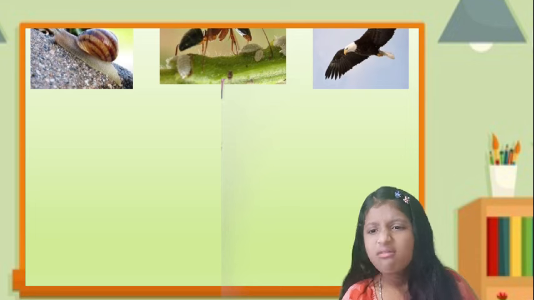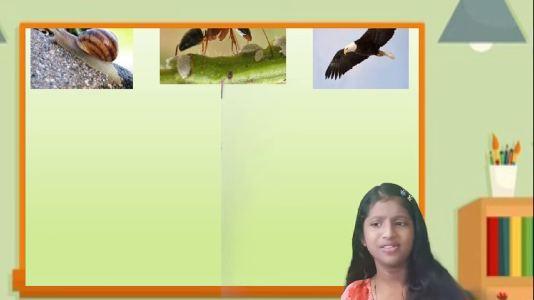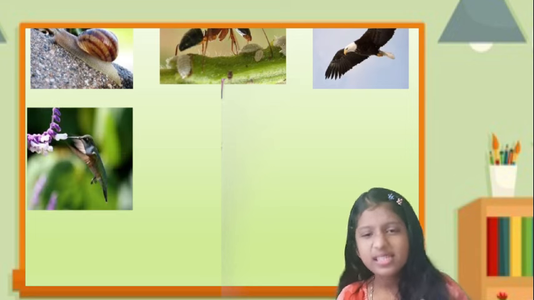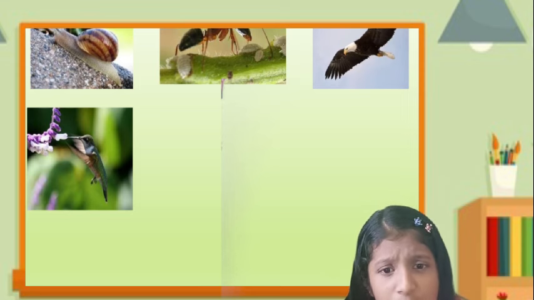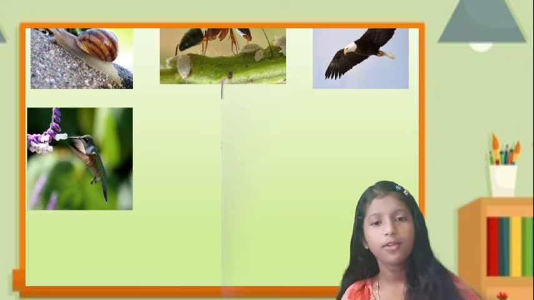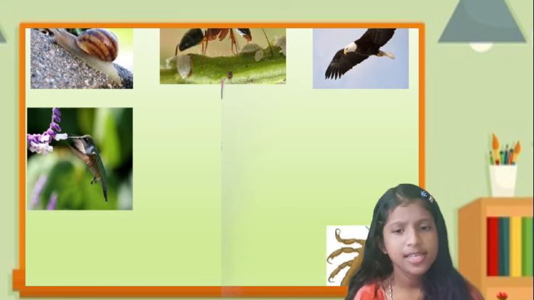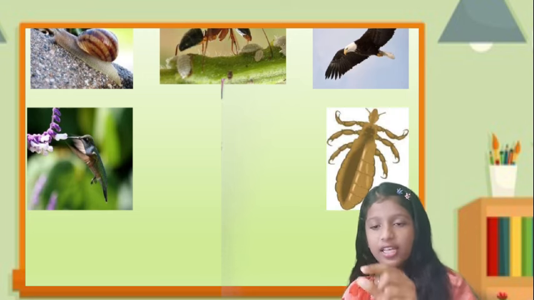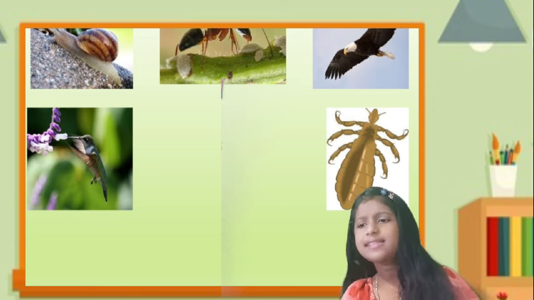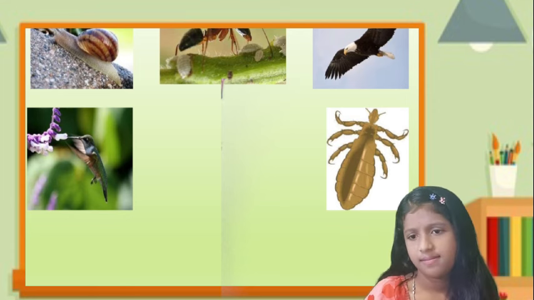But how does it eat? It swallows directly. This is the beautiful hummingbird. You can see it clearly. The hummingbird is sucking nectar from a beautiful flower. Yes, this is the lice which will be present in our heads. Can you see it clearly? Yes, that is the lice.